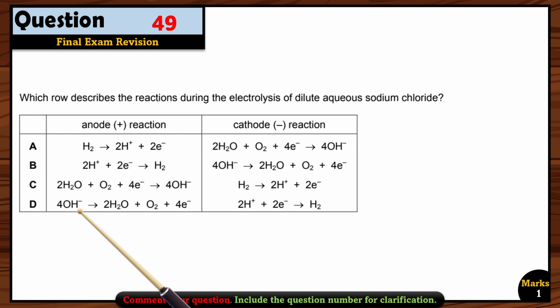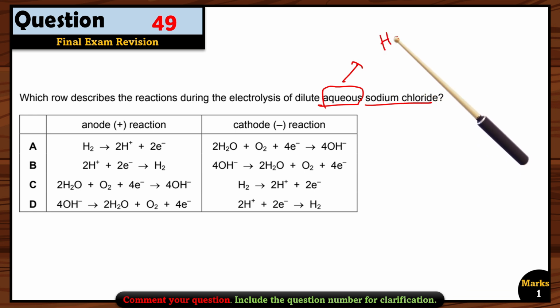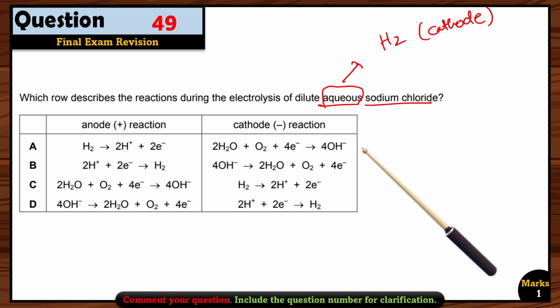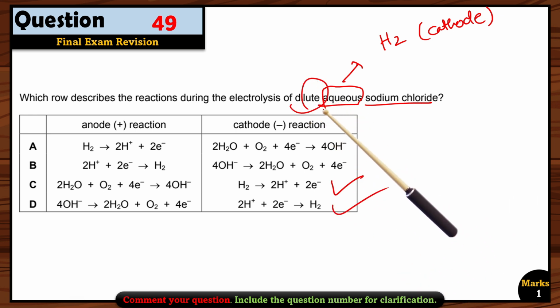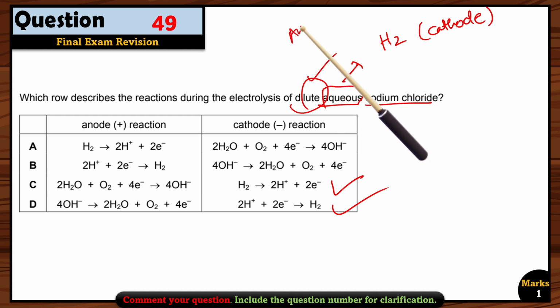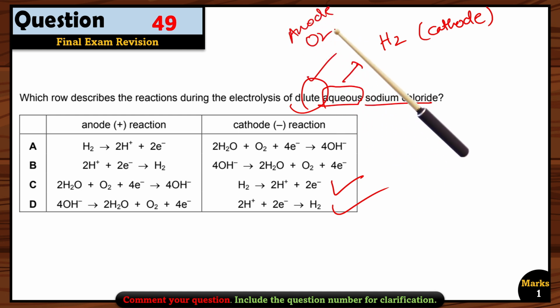Question 49. Which row describes the reaction during the electrolysis of dilute aqueous sodium bromide? At anode and cathode both. It is aqueous, of course, so at the cathode you are going to get hydrogen. Can you see hydrogen at the cathode? Yes, these two are the reactions. Now let's see for dilute. For dilute, you are going to get oxygen at the anode. So where are you getting oxygen? Here also, here also.